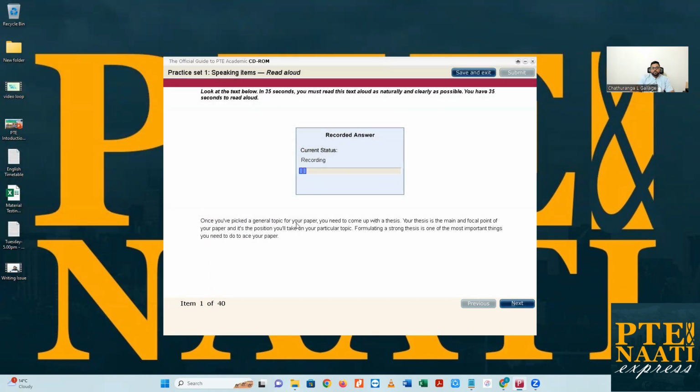Once you pick the general topic for your paper, you need to come up with a thesis. Your thesis is the main and focal point of your paper, and it's the position you will take on a particular topic. Formulating a strong thesis is one of the most important things you need to do to ace your paper. Many papers you write in college will require you to include quotes from one or more sources. Even if you don't have to do it, integrating a few quotes into your writing can add life and persuasiveness to your arguments. The key is to use quotes to support a point you are trying to make rather than just include them to fill space.